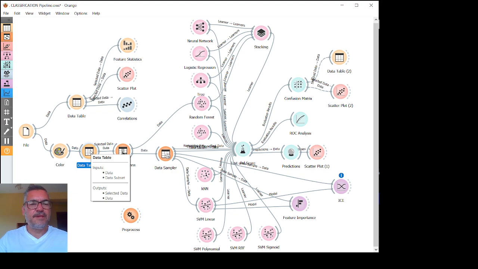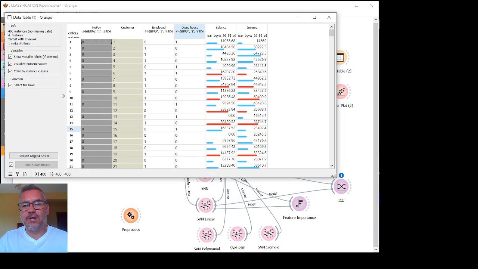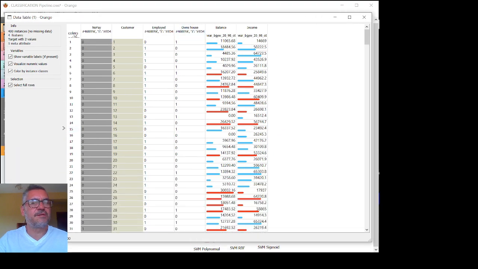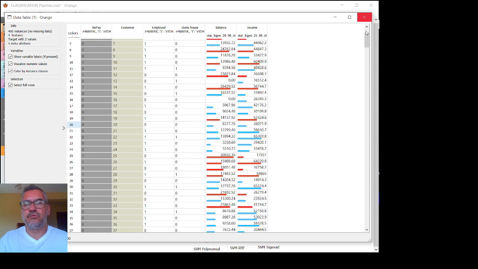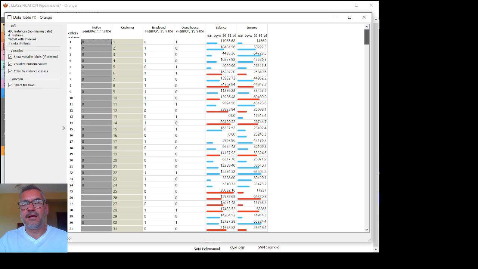And next we have the data table. So these are all our data colored. As you can see, this is customer 1, 2, 3 up to 400. Here, as you can see, we have 400 customers. The no pay data, this is our target variable. Again, whether he or she is employed or owns a house, the balance on the credit card, the income. Also, we have some small graphs here.